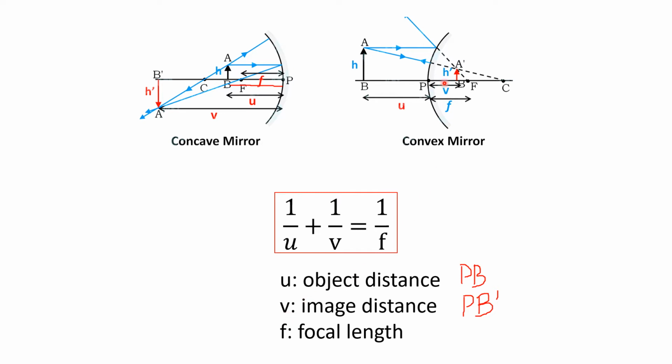Let us consider your convex mirror. This is your object AB. This object AB forms the image A dash B dash. Can you see? This is the image. At what distance is this image from the pole? It is at a distance PB dash, and this is denoted by small v. So v is the image distance PB dash for both concave as well as convex mirror.